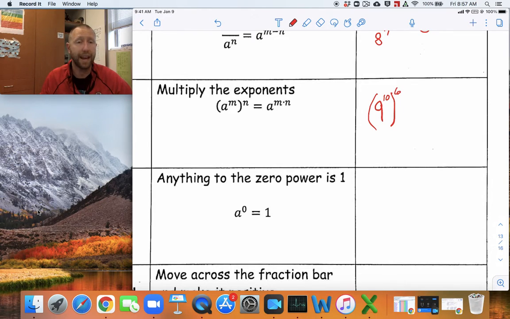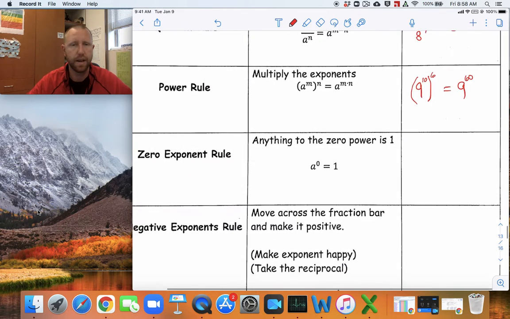No one wants to write that out. 9 to the power of 10, 6 times? No. We follow the rule. Just multiply the exponents. 10 times 6 is 60. It's just 9 to the power of 60. It's a funny looking 9. All right.